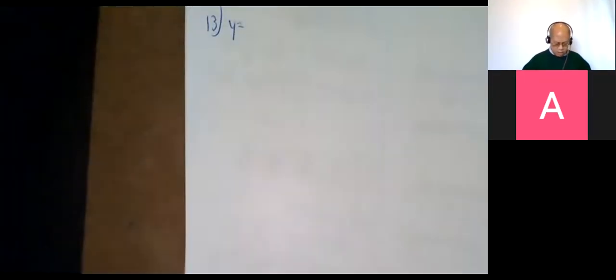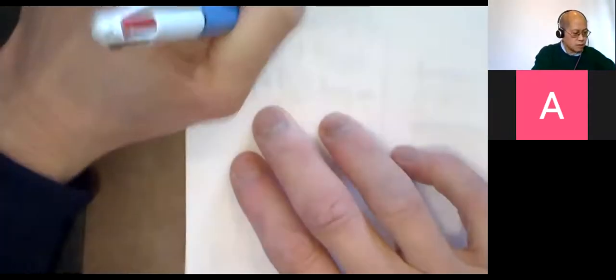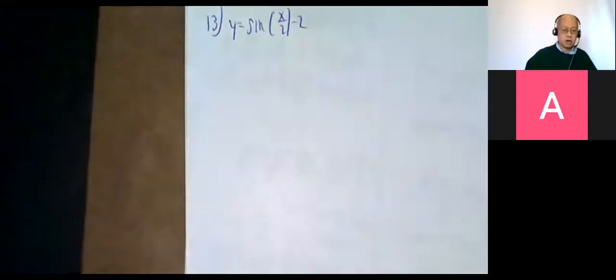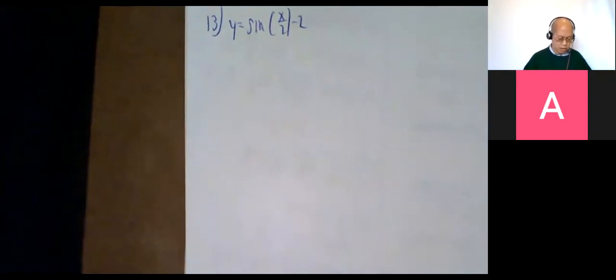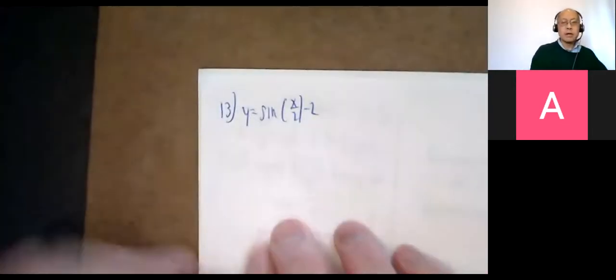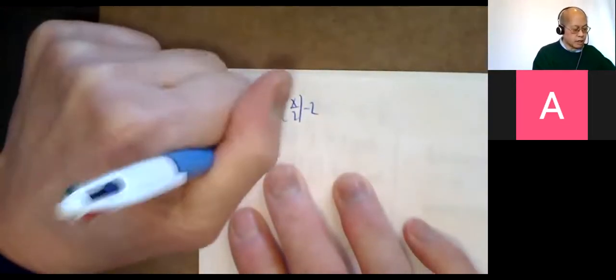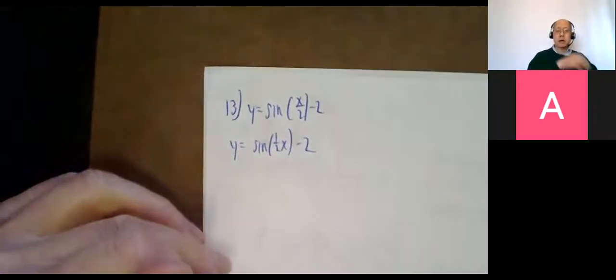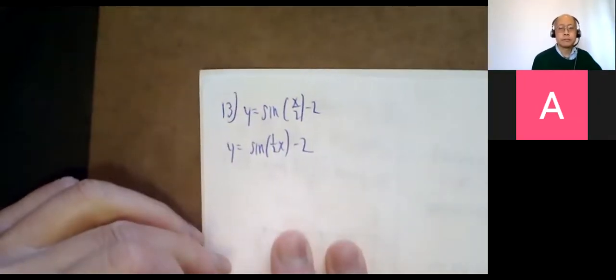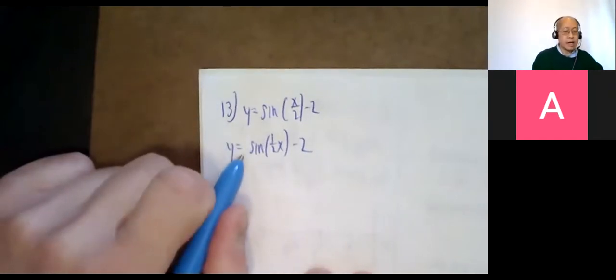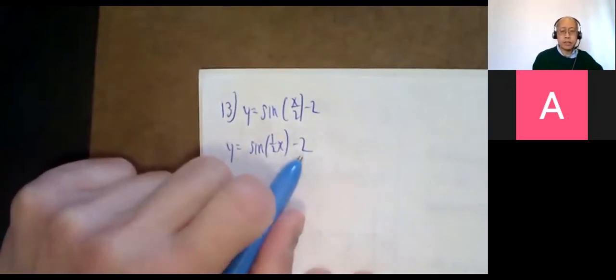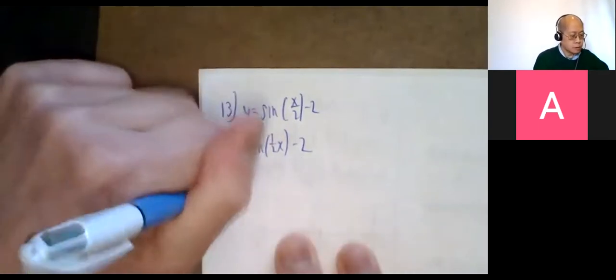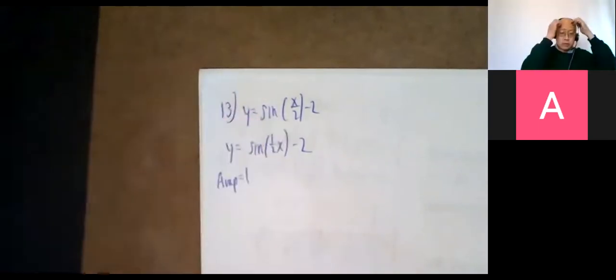Y equals sine x over 2 minus 2. When they write it like that, you should really think of it as this: sine of half x minus 2. Okay, A, B, there is no C, and there is a D. Amplitude is 1.